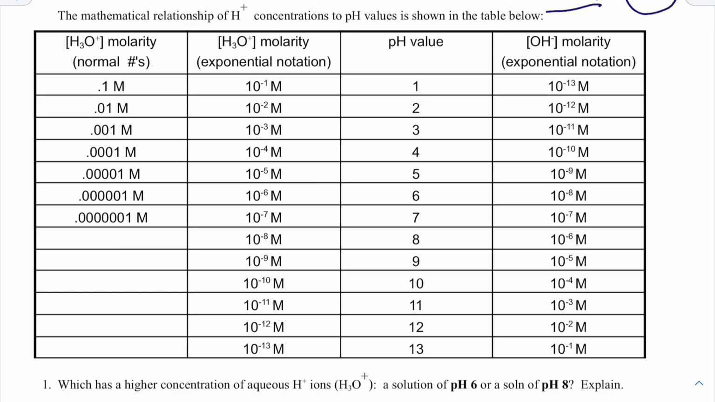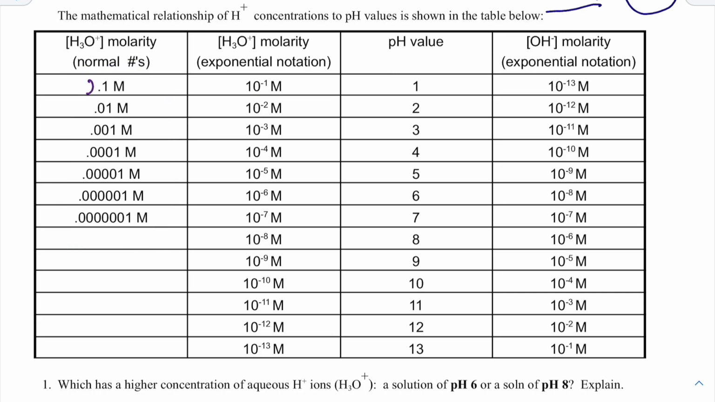So in this first column, we have the molarity, moles per liter, of H3O plus. It's the same thing as H plus. And then this is the exponential notation of these numbers over here. And then it gives a pH value. And on the last column, we have the OH minus molarity. And so you're looking for a pattern here. Let's look at the pattern.